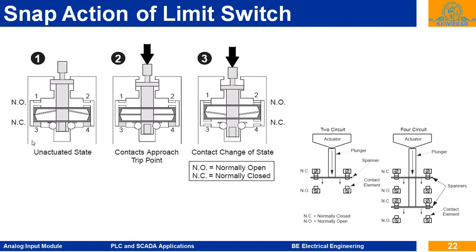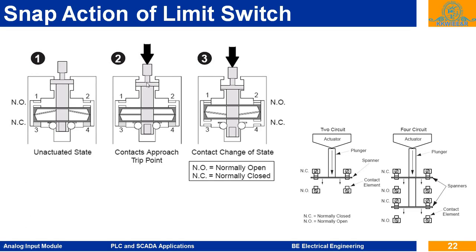Means the supply is passed through 3 and 4 and the supply is disconnected at 1 and 2. So this is double break and double throw. Now at the second position, the limit switch actuator is operated by the cam or by the lever, and it starts pressing the lever of this limit switch.